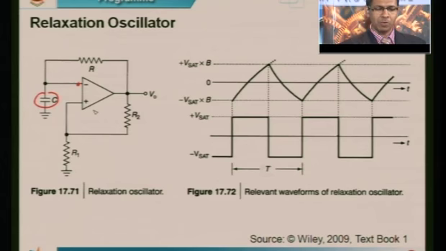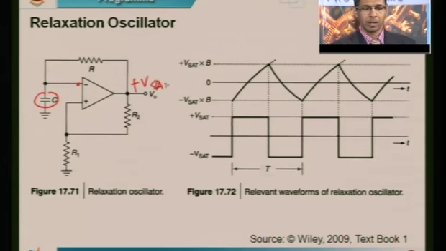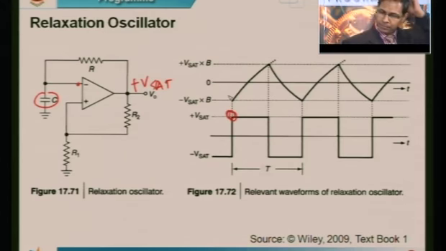So that means the output would now be plus Vsat. The output is plus Vsat, which I am showing here. So I will be at this point, where the output is plus Vsat, while the input, the capacitor is totally discharged, so the input at the inverting pin is 0.